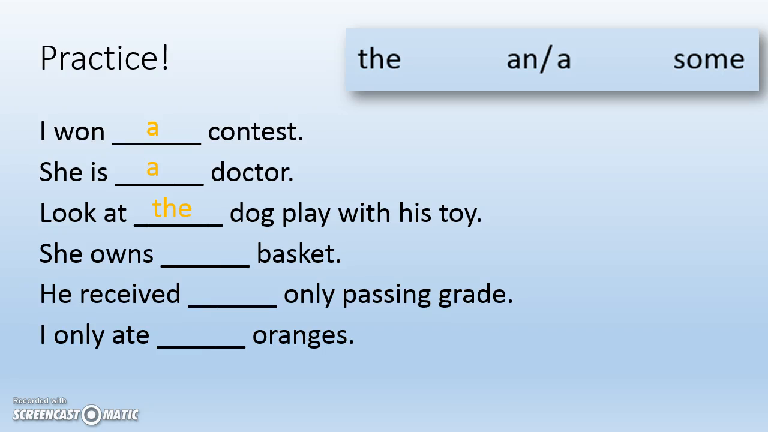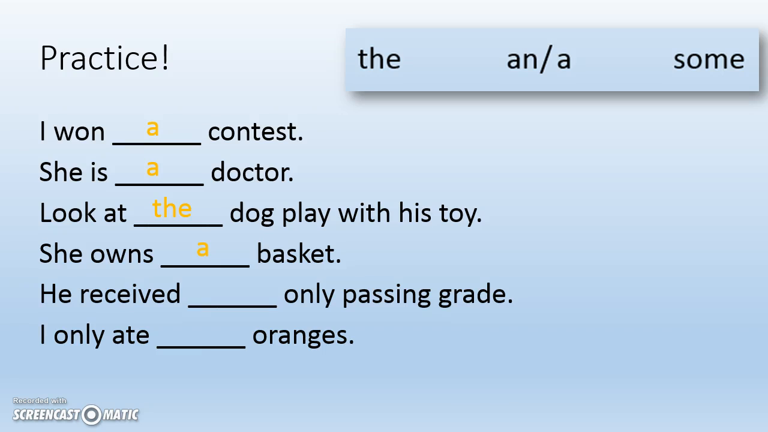The next example is she owns blank basket. In this example, we don't know what type of basket she owns. It's a very broad statement, so we must use a basket. She owns a basket. The second to last example is he received blank only passing grade.